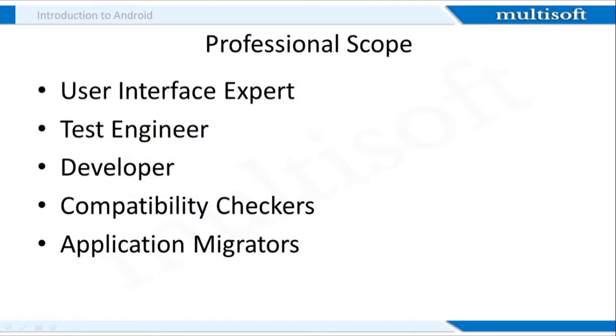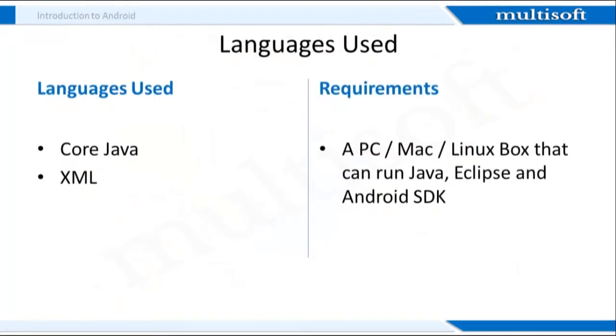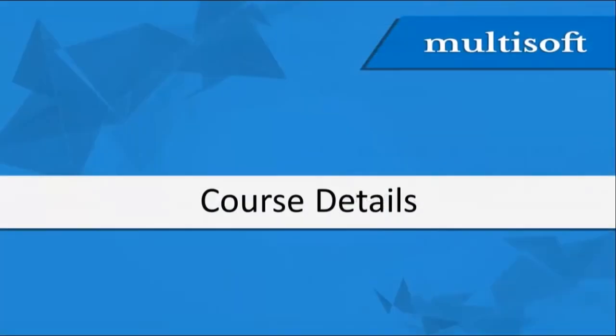It is also worth mentioning the professional scope for those who learn Android application development. There are a variety of roles you can work in, including user interface experts, test engineers, developers, compatibility checkers, and application migrators. For developing Android applications, you need to know the core Java programming language and should also have some know-how of XML. Another important requirement for developing Android applications is that you have a PC, Mac, or Linux box that can run Java, Eclipse, and Android SDK.